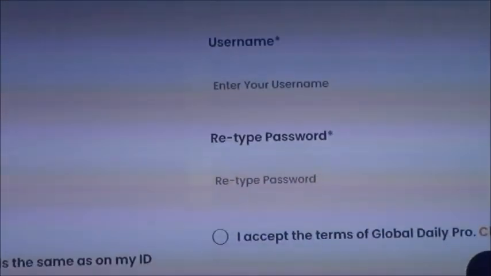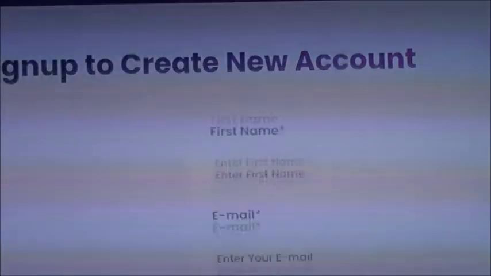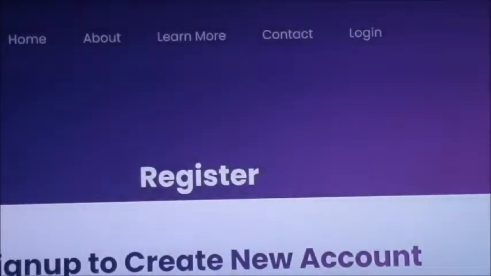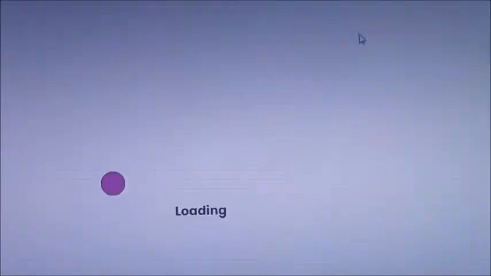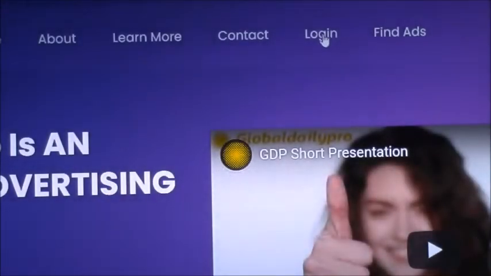So you need to follow the instructions, you need to accept the terms of Global Daily Pro, and then it says over here you need to check all of this and then submit now, okay? Now, since I'm already registered and I am in the system, instead of registering I have to go log in, right? I will show you.